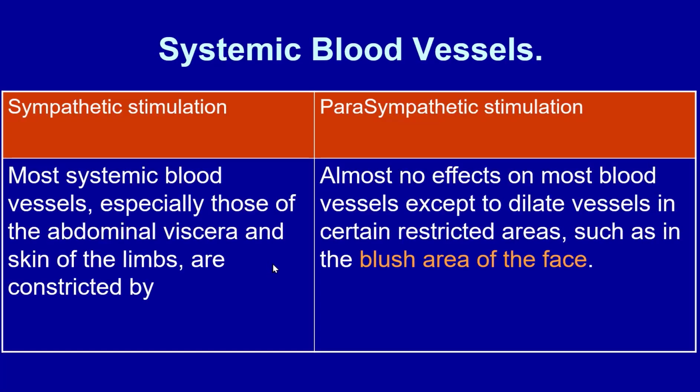Systemic blood vessels. Most systemic blood vessels, especially those of the abdominal viscera and skin of the limbs, are constricted. In sympathetic stimulation, as we have discussed, the supply to the GIT or gastrointestinal tract is reduced, and also to the skin. And in parasympathetic stimulation, there is almost no effect on most blood vessels except to dilate vessels in certain restricted areas, such as in the blush area of the face. When a person becomes ashamed, he blushes and his face becomes red, so there is dilatation of the facial vessels.